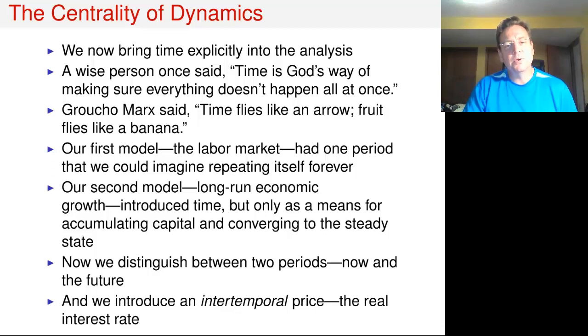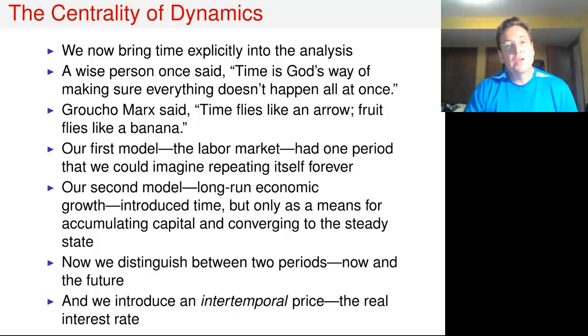In our first model of the labor market, we had one period, and we just imagined that the economy repeated itself every period. Our second model, which was about long-run economic growth, brought time into the picture, but it was really only as a means for accumulating capital and ultimately converging to the steady state. Now what we're going to do is distinguish between two periods, now and in the future.